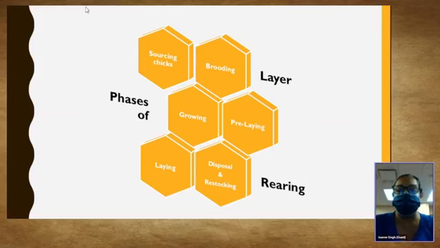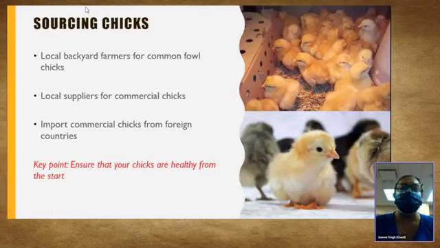And then there are different phases of layer rearing. The first thing you look at is where you're getting your chicks from. Then you have a brooding phase. Then it goes to growing, pre-laying, laying, and then you have your hens that don't lay anymore, so you need to dispose of them and restock. Basically, I'll be going through this briefly because this is just an introduction on how to start up your little layer production.